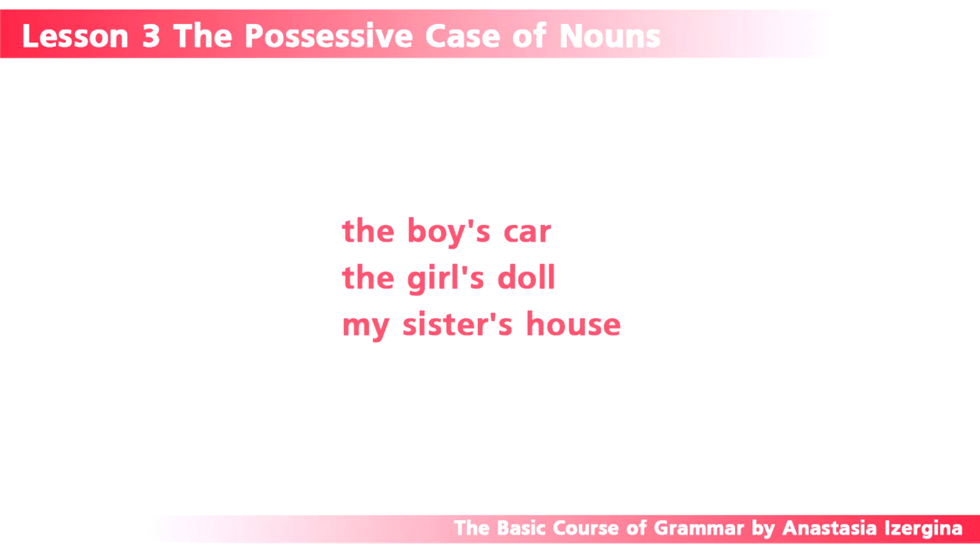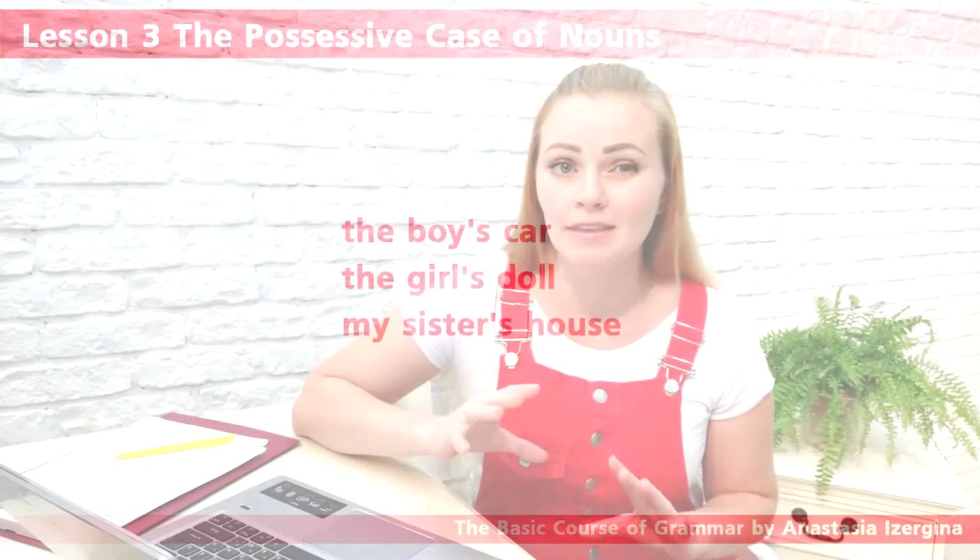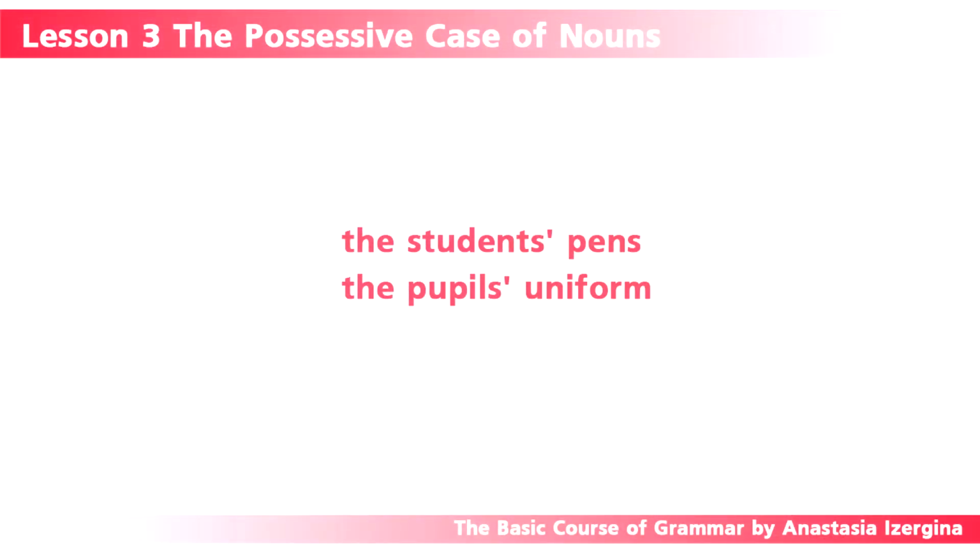All 3 words in the example end with either a vowel or a consonant. That's why apostrophe s we pronounce as z sound. If the noun is plural, only apostrophe should be used without s. The students' pens, the pupils' uniform.